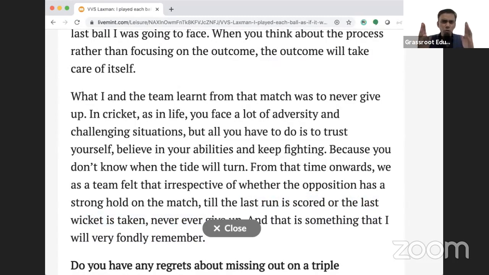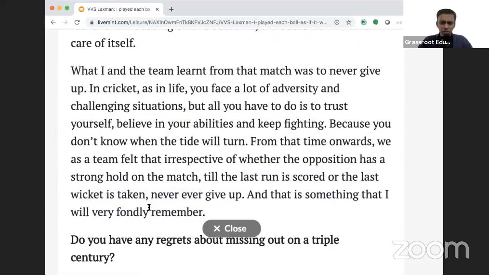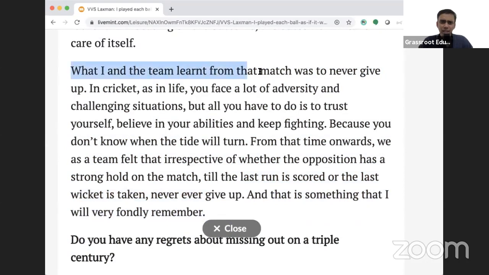So what we are going to do now is we are going to don the hats of VVS Laxman. So all of you are VVS Laxman now. And you are going to be answering this question as an interview. So this is what you have to tell others. Now it's a nice, inspiring paragraph that you have to say loudly. You have to do it with genuine expression because the text is in front of you. You should not simply read it like a school child. You should not say, what I and the team learned from that match was to never give up. You should not read like this. Don't just read, express, emote genuinely.